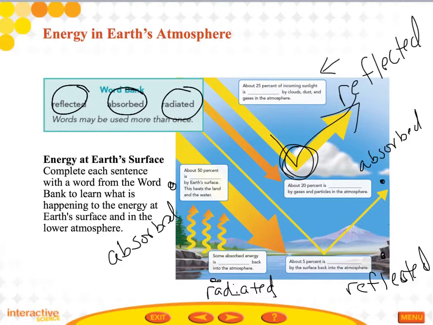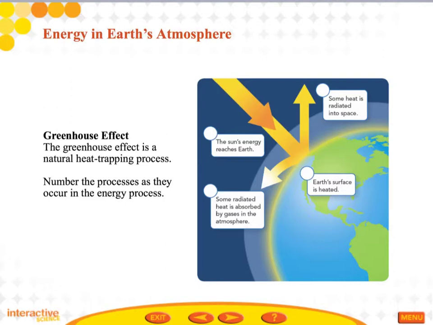The last section about the sunlight and the atmosphere is about the greenhouse effect. Now, the greenhouse effect is just like what you would expect it to be. What happens in a greenhouse? A greenhouse traps energy inside and allows plants to grow. Well, the same kind of thing is here, right? The greenhouse effect is a natural heat trapping process. This process actually holds heat in our atmosphere, and it is what allows our temperature to stay somewhere that is comfortable for most living things on our Earth to live in.